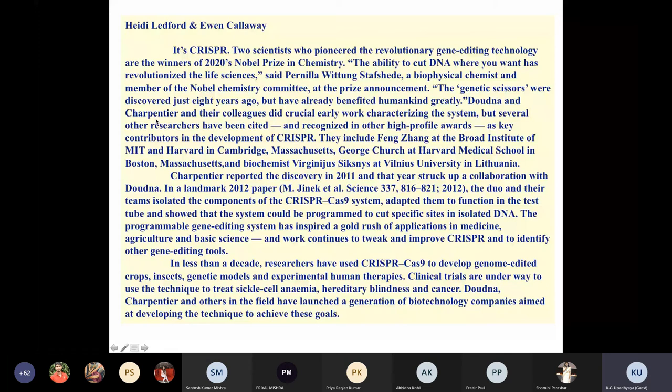Reported in 2011, in less than a decade, researchers have used Cas9 to develop genome-edited crops, insects, genetic models, and experimental human therapies. Clinical trials are underway to use the technique to treat sickle cell anemia, hereditary blindness, and cancer. Doudna and Charpentier, these are the two persons who got the Nobel Prize.